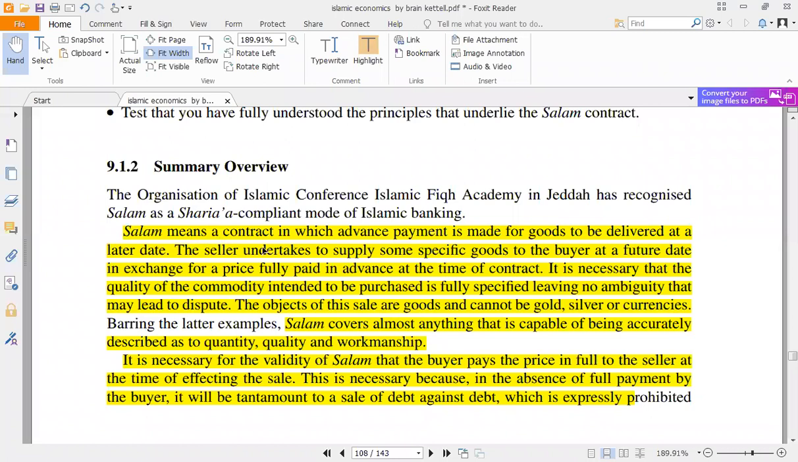Salam means a contract in which advance payment is made for goods to be delivered at a later stage. Here, the payment is advanced. Here, Salam is the contract in which advance payment is made to the seller by the buyer and the item should be delivered later in time.